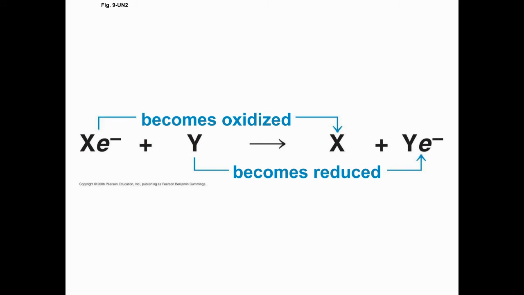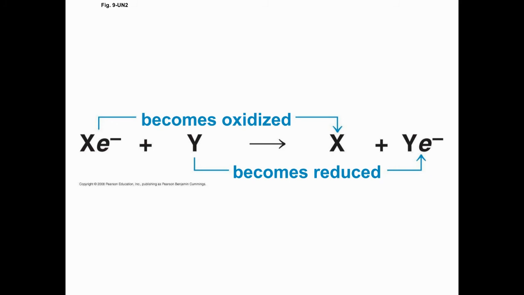Here's my molecule X. Here's my molecule Y. Here's the electron. X is losing the electron. Y is gaining the electron. So Y is being reduced. X is being oxidized.